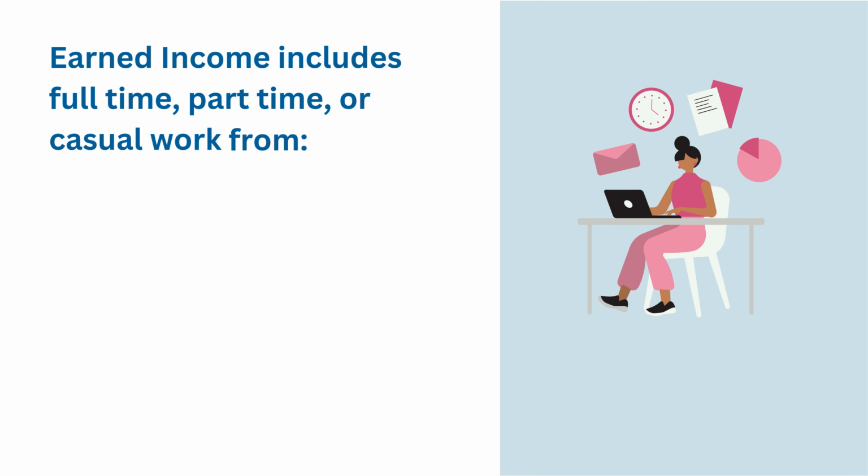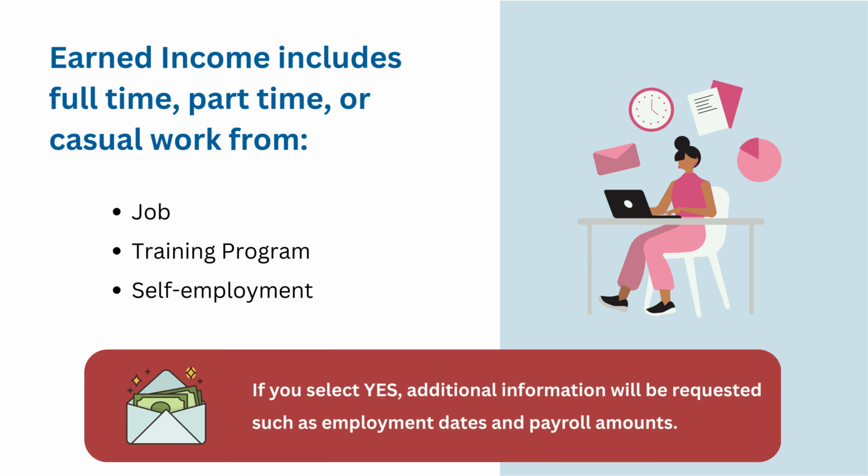The section on earned income includes information on jobs, paid training programs, and self-employment. These might include full-time, part-time, or casual work hours. You'll notice that if you indicate yes, the applicant does have earned income, there will be additional questions that you will need to fill out with information around jobs and wages and income paid. You'll want to be sure to have that information on hand when you start the application.